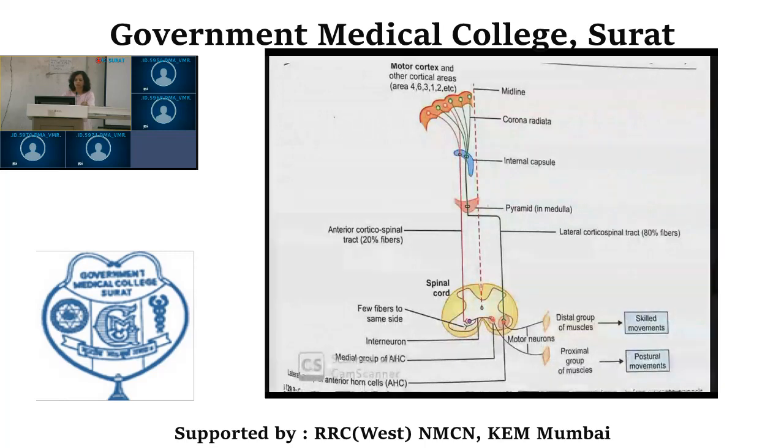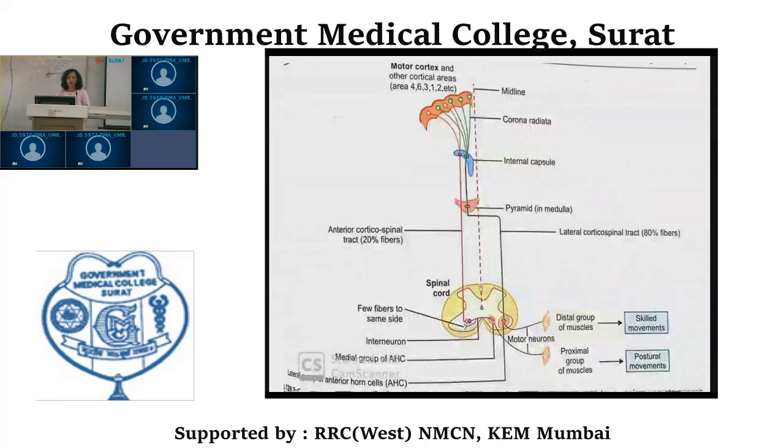The fibers of the pyramidal tract, after arising from the motor cortex, pass through the posterior limb of the internal capsule, and in the medullary pyramids about 80% of the fibers decussate. That is, they cross over to the opposite side and then move downward. The rest 20% of the fibers remain ipsilateral; they do not cross over to the opposite side and run on the same side.